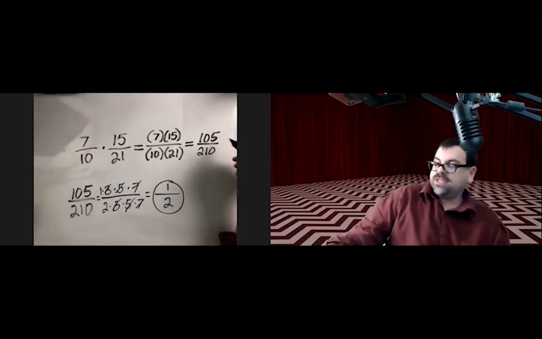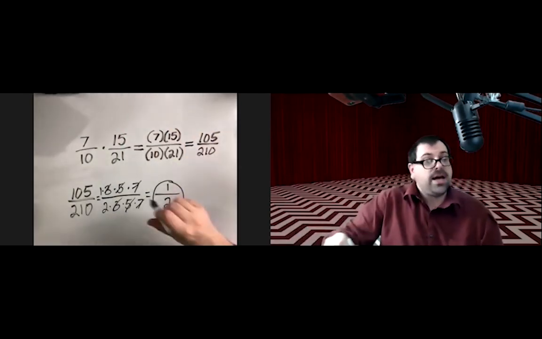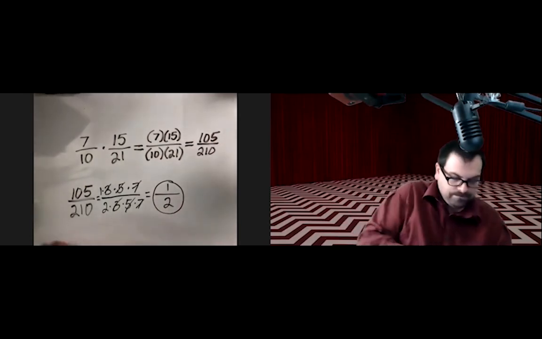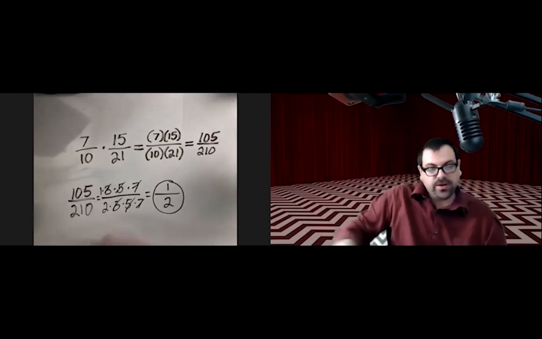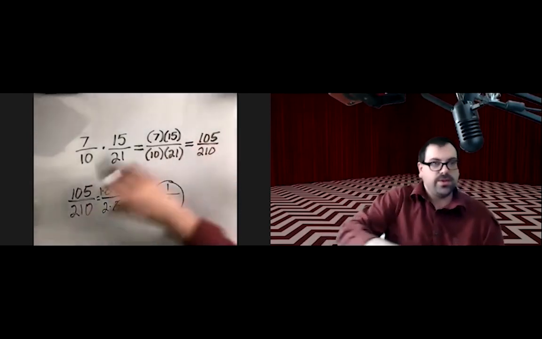So all these different ways we have to reduce when we get 105 over 210, multiplying across the top and multiplying across the bottom. Okay, so this is still a review of very old material. This is before this course, well before this course.